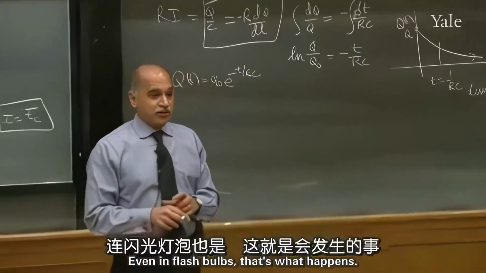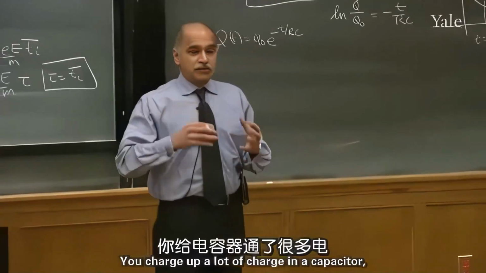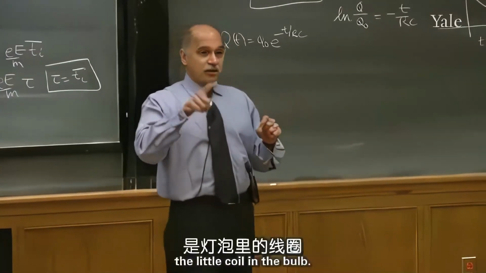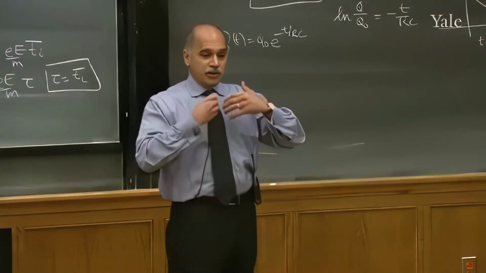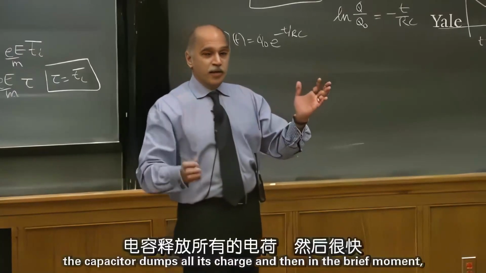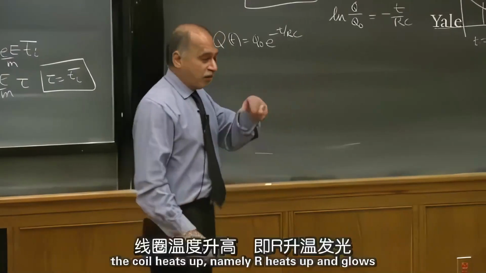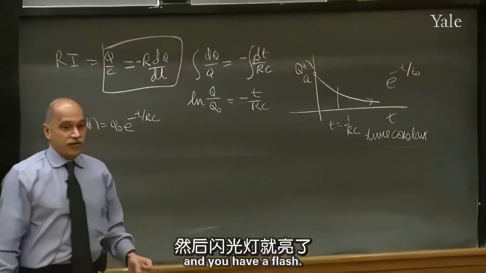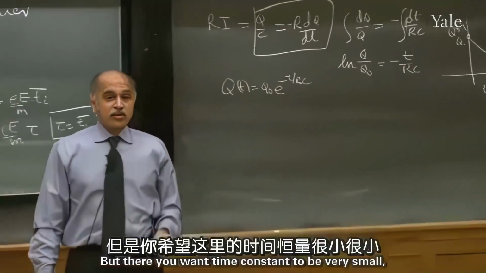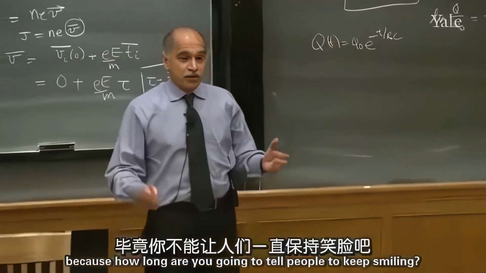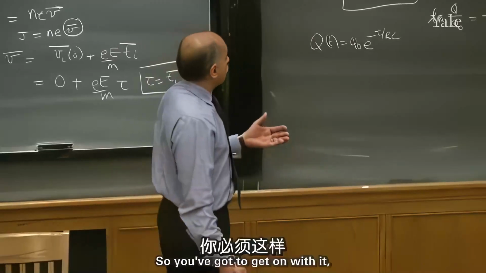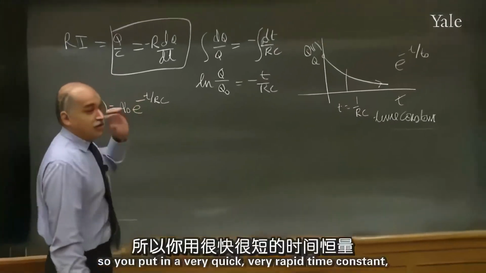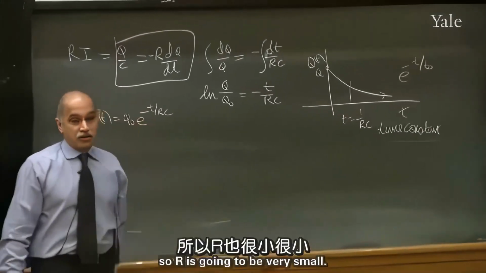Even in a flash bulb, that's what happens. You charge up a lot of charge in a capacitor, and the resistance there is the bulb itself, the little coil in the bulb. When you close the circuit, the capacitor dumps all its charge, and then in the brief moment, the coil heats up, namely the R heats up and glows, and you have a flash. But there you want the time constant to be very small, because how long are you going to tell people to keep smiling, right? So you've got to get on with it, so you put in a very rapid time constant. So R is going to be very small.